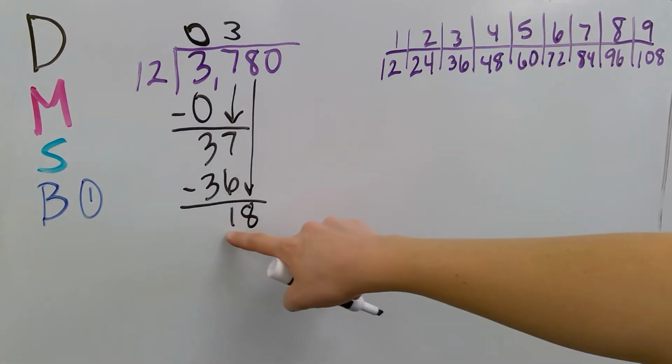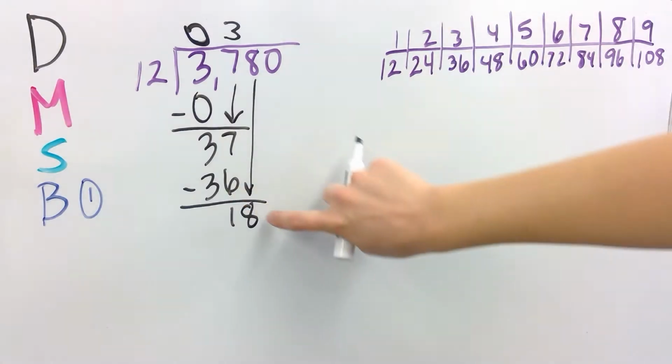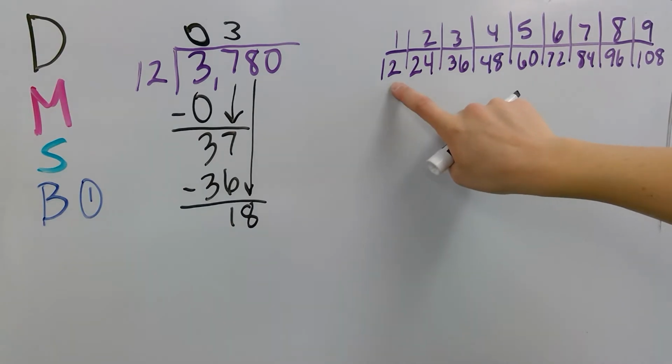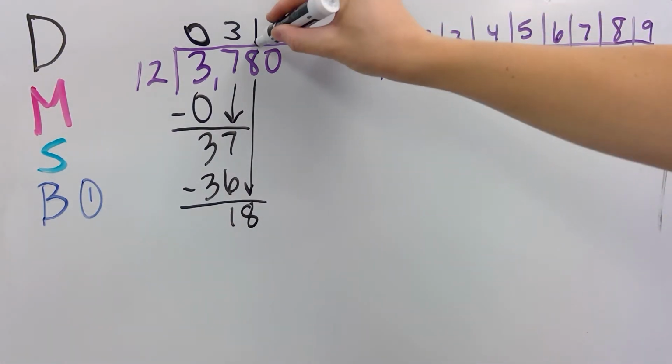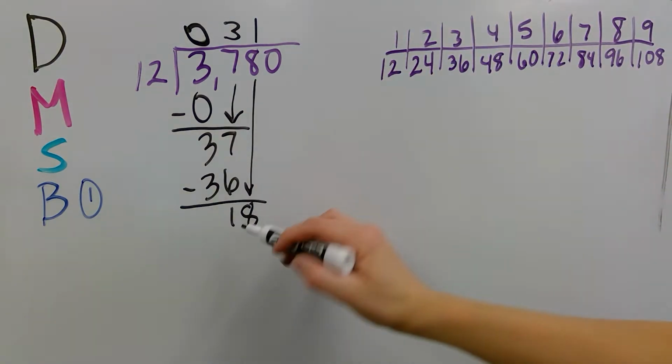Now I bring down one number, which is 8, so now I'm looking at 18. I brought down a number, I have to start all over. How many times can 12 go into 18 without going over? 24 is too much, so just once, which is 12. Now I multiply this by my divisor. 1 times 12 is 12.